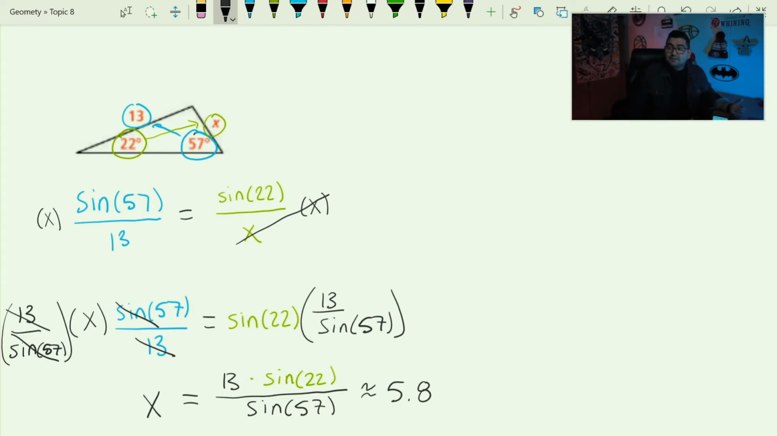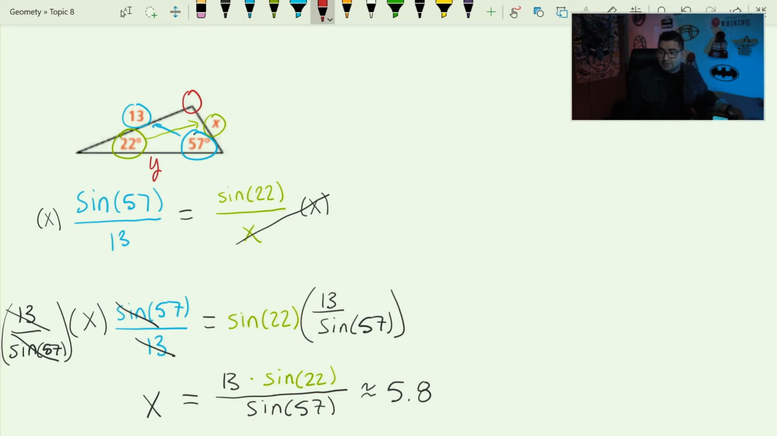And that's how you use the law of sines to find the missing side of a triangle. Now, in theory, we could use the idea that the interior angles of a triangle have to add up to 180 to find this missing angle here. And then we could use the law of sines to repeat the same process and solve for that other side length. But we'll leave that for another time.